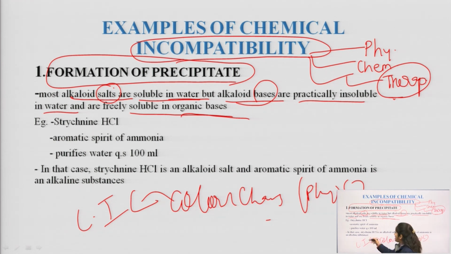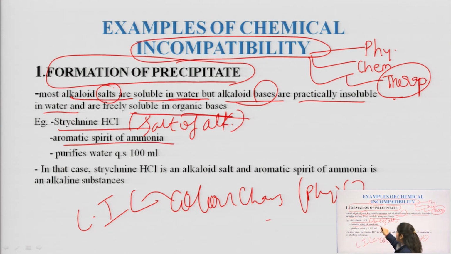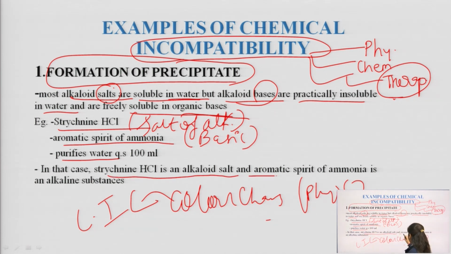Let us see here. First, the example is strychnine hydrochloride. Definitely, it is a salt of alkaloid. And aromatic spirit of ammonia is a base, it is basic in nature, and here the mentioning is purified water. So, whenever these 3 substances are mixed, strychnine hydrochloride is an alkaloidal salt and aromatic spirit of ammonia is an alkaline substance, and that is very evident, very clear.